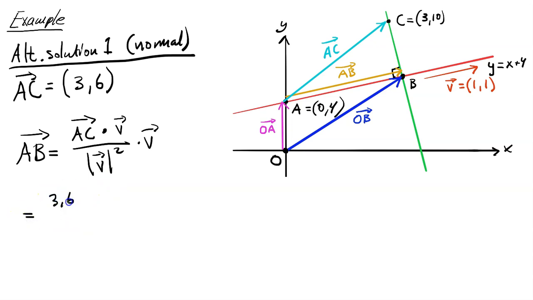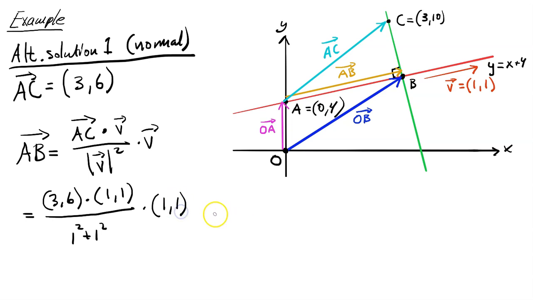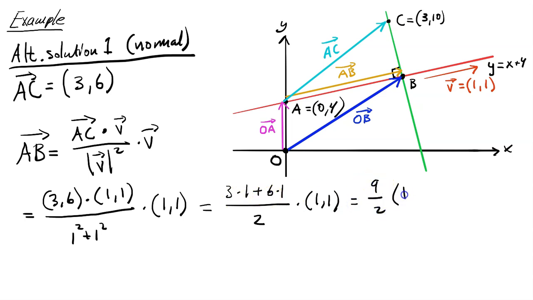AC is 3, 6. V is 1, 1. And here's the length of 1, 1. It's 1 squared plus 1 squared, and square root of that, but then it's squared, so those cancel, so you can leave it at that. Then multiply 1, 1. Then 3 times 1, 6 times 1 is the dot product. And here we just got 2. So this is 3 plus 6, 9, half, 1, 1. So now we know the yellow one, AB.